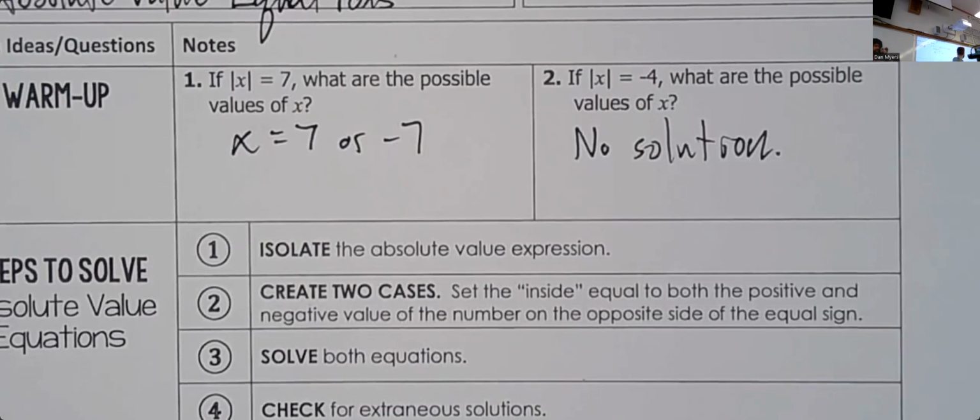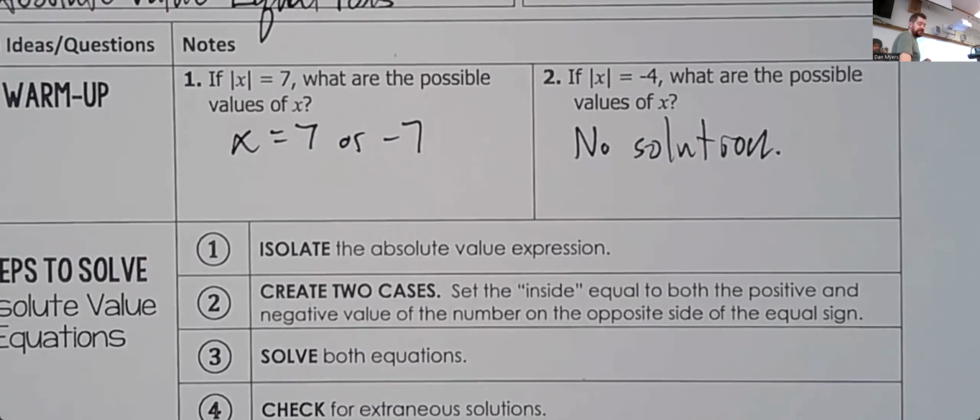Absolute value answers must be a positive number or 0, but they cannot be negative. So if this number over here, after the absolute value, is a negative number, it's got to be no solution. And I know that you saw that in Algebra 1 briefly. You probably didn't spend much time on absolute value equations in Algebra 1.